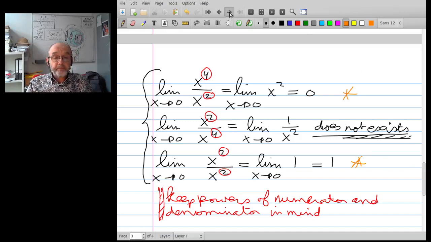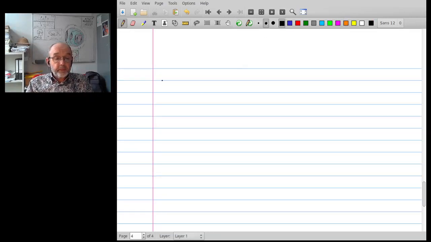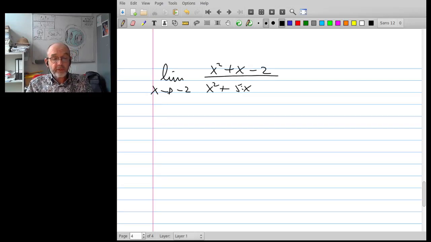Now, what can we do with the limit as x goes to -2 of x squared plus x minus 2 divided by x squared plus 5 times x plus 6? Now if we fill in -2, what do we get? We get 0 divided by 0. So we have to do something.